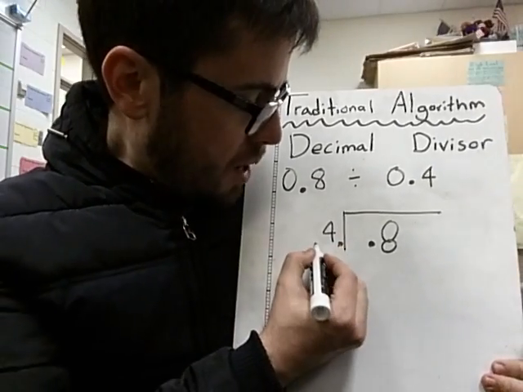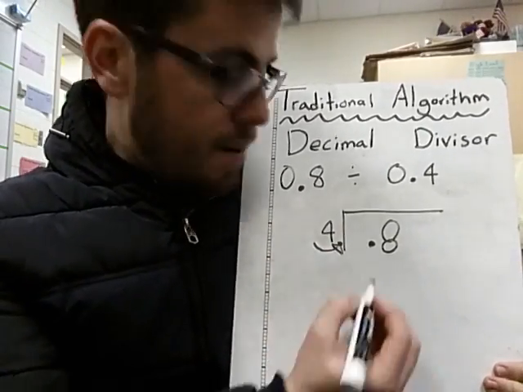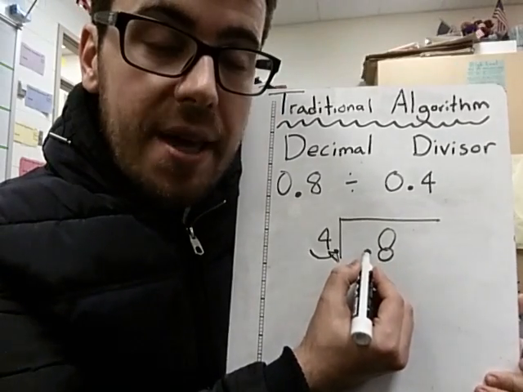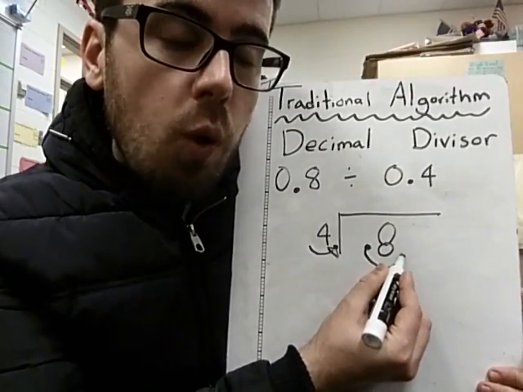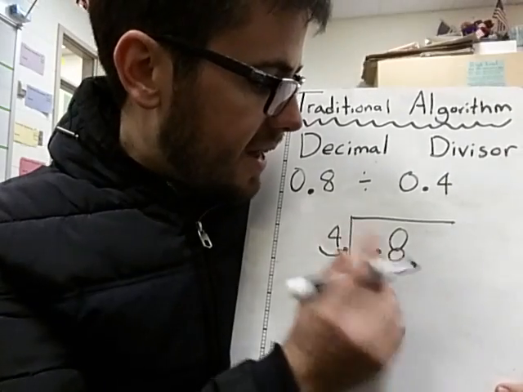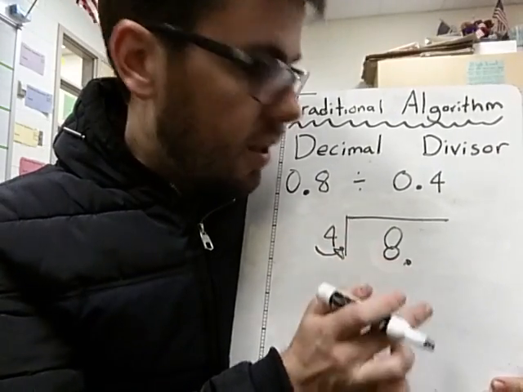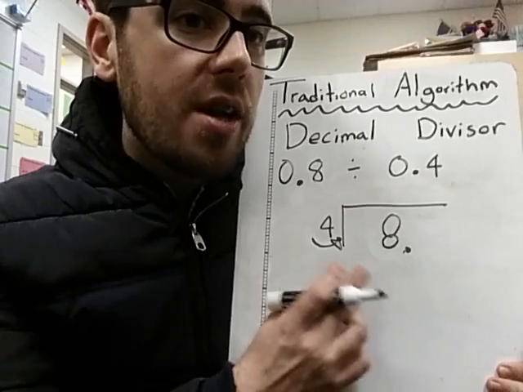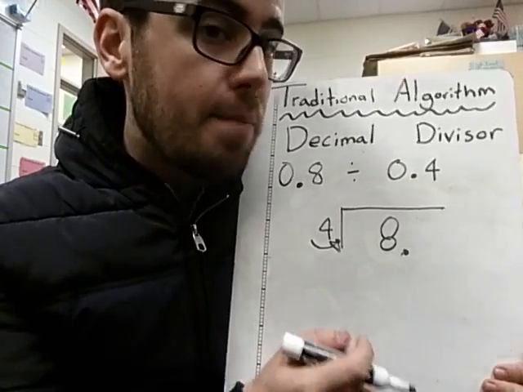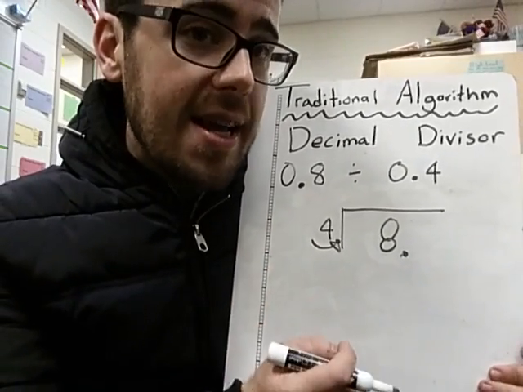So I did one jump here. I must do that jump inside here as well. I'm going to do one jump to the right. And again, that's going to make this a whole 8. All right? So now instead of dealing with a 0.4 and a 0.8, I'm now dealing with 4 and 8.